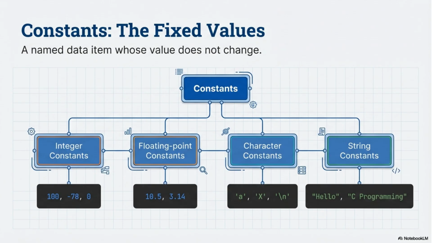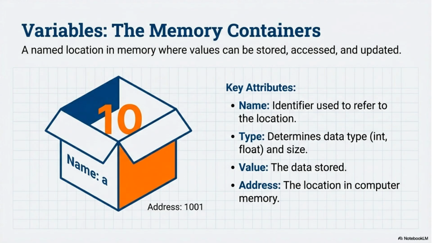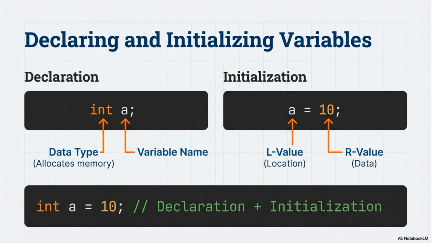They are categorized into integer, floating point, character, and string constants. Variables are memory containers, named locations where values can be stored, accessed, and updated. Key attributes include name, type, value, and memory address. Declaring a variable involves specifying the data type and variable name. Initialization assigns a value. Declaration and initialization can be combined in one statement.